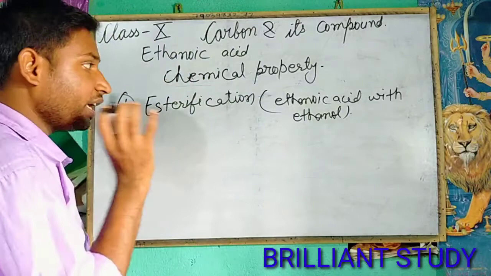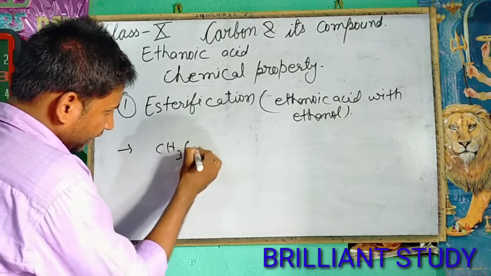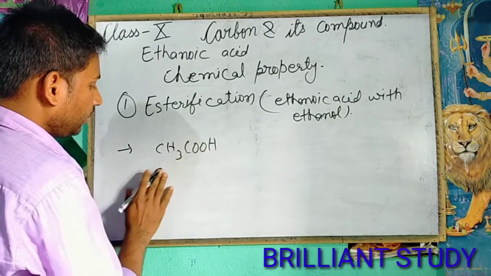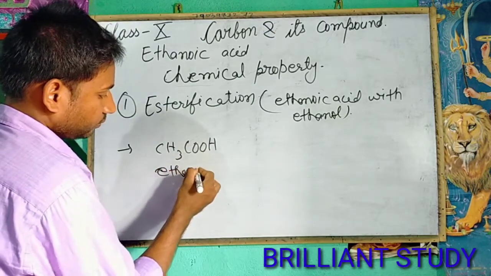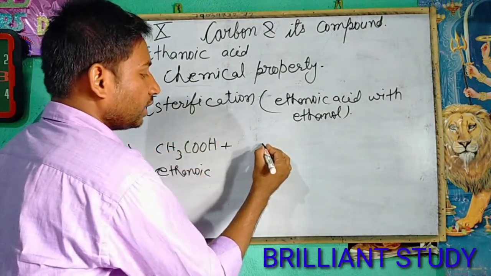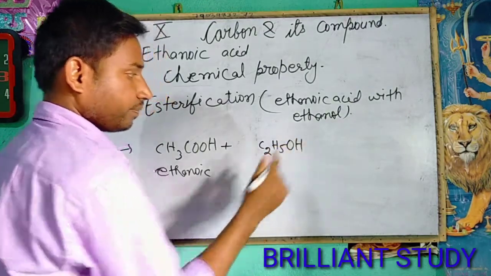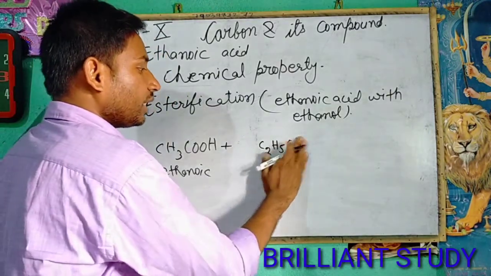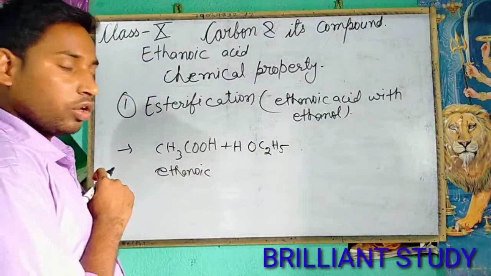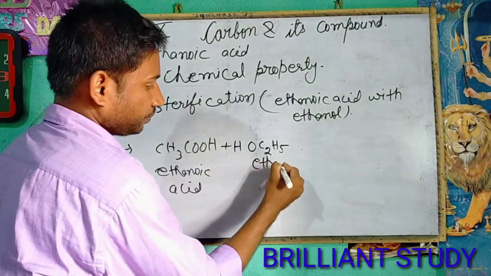Now understand with the equation. When acetic acid, CH3COOH or ethanoic acid, reacts with ethanol, we know that the formula for ethanol is C2H5OH. It can be written in this format also. So we write in this format. It is ethanol.